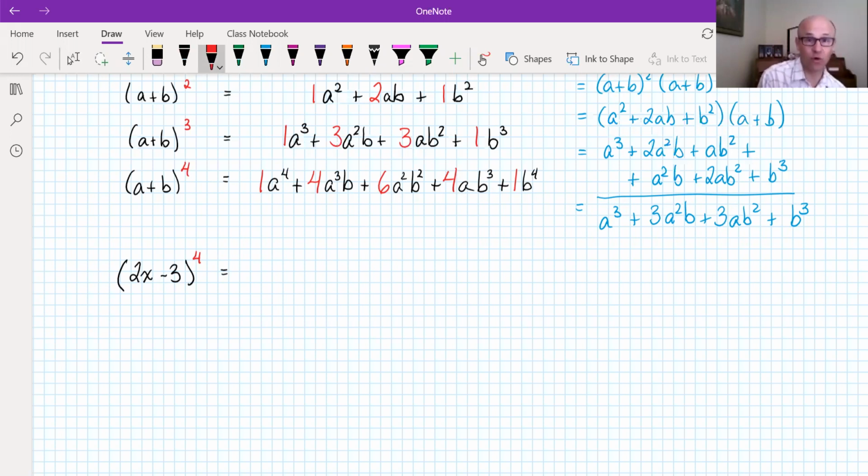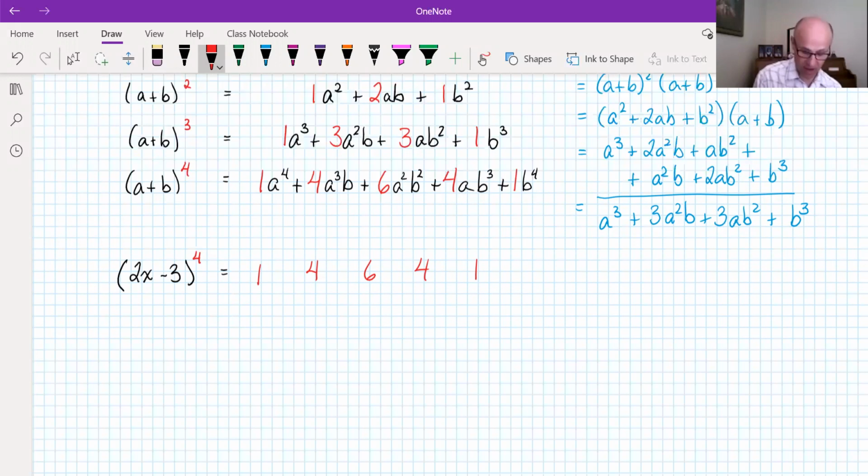Being in the 4th row of Pascal's triangle, I'm going to have a 1, a 4, a 6, a 4, and a 1. I like doing these vertically and then putting them all together as a result. And the reason I do this is because of spacing. It will help matters later on.